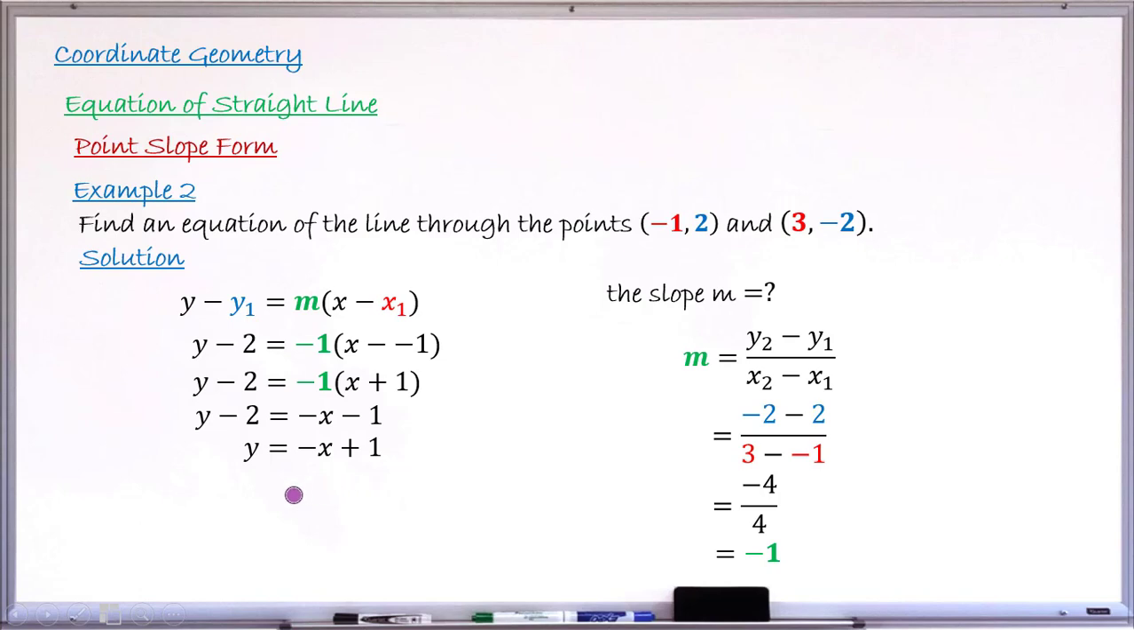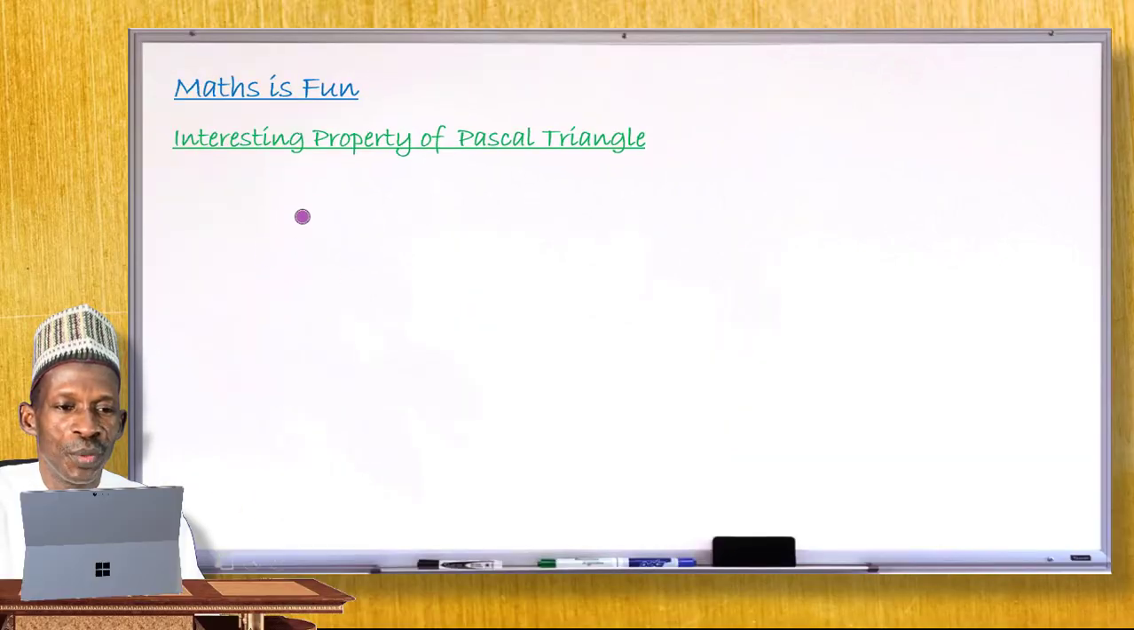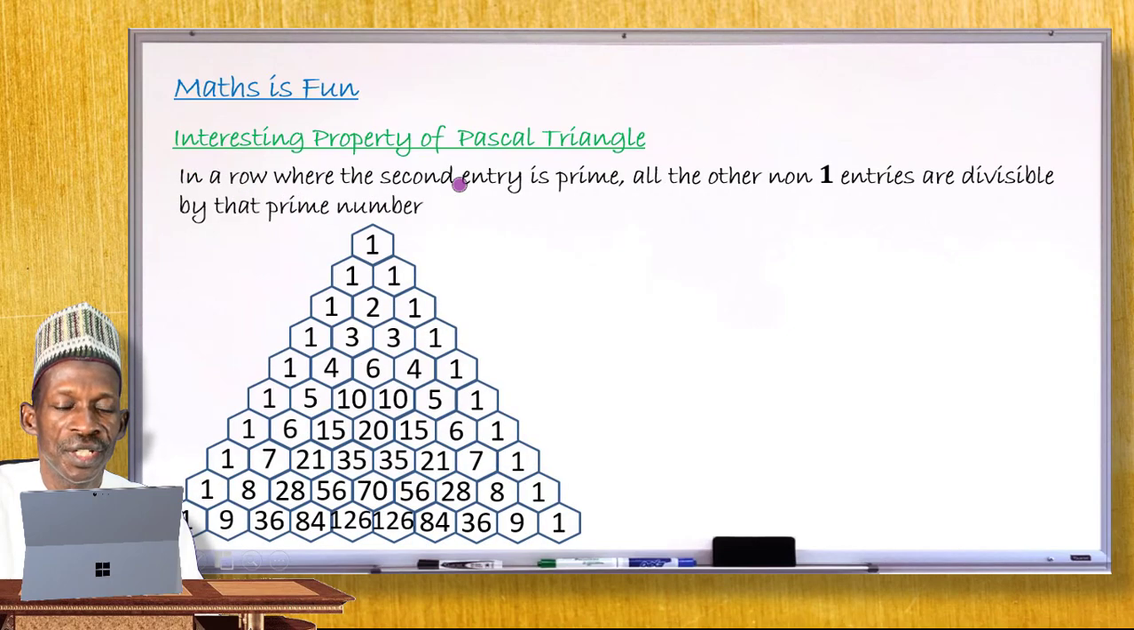Let me move to the last segment and give you another interesting property of the Pascal triangle. So another interesting property of the Pascal triangle says that in a row where the second entry is prime, all other non-zero entries in that very row will be divisible by that very prime number.